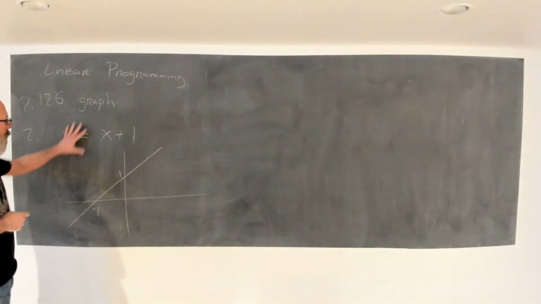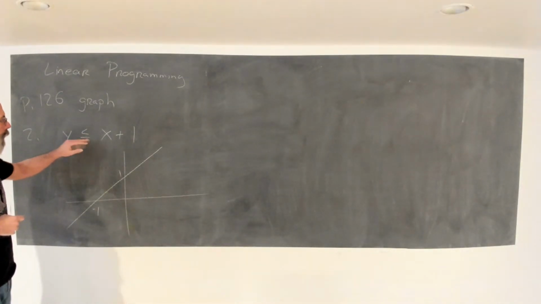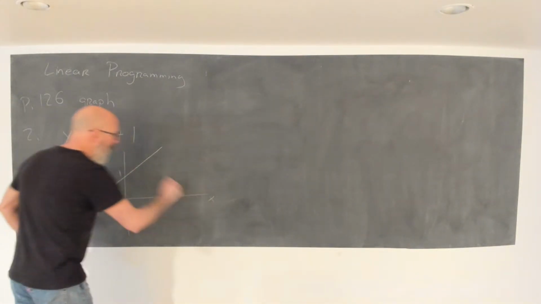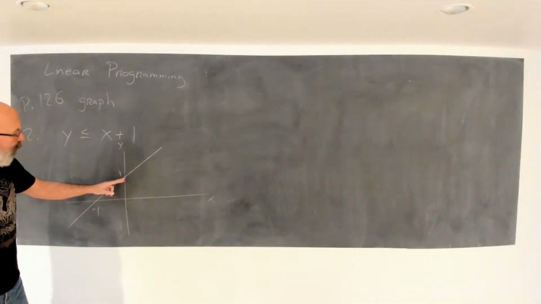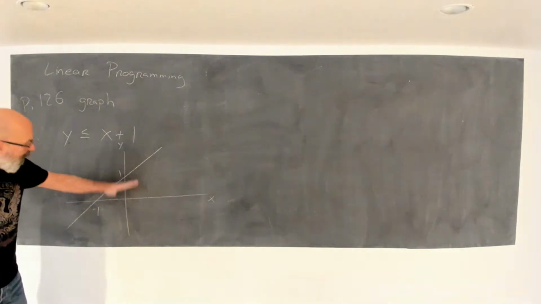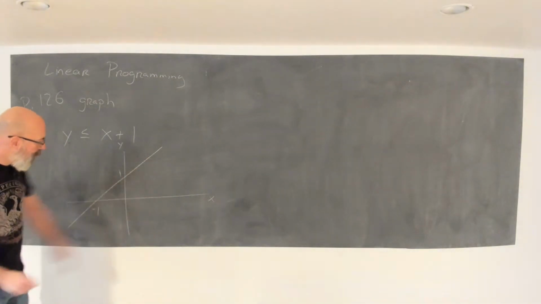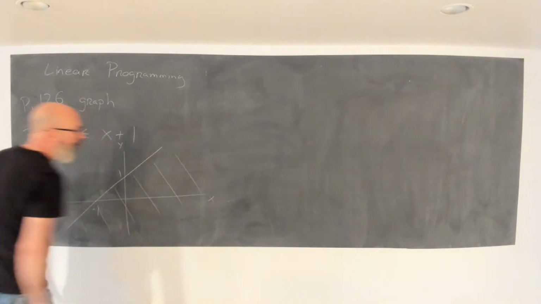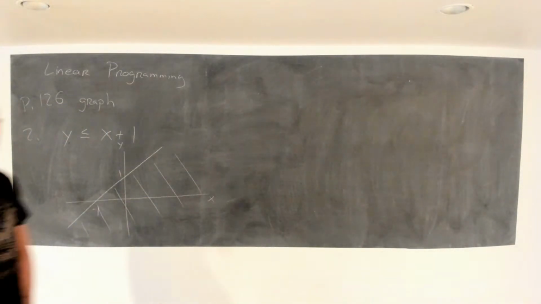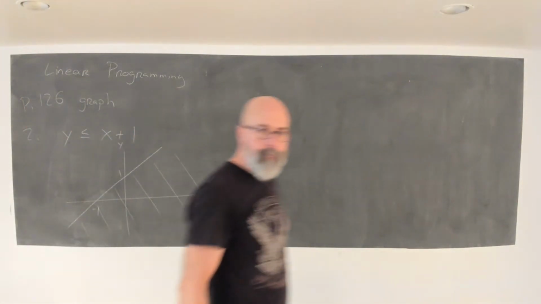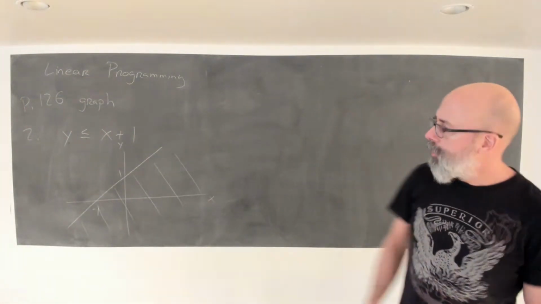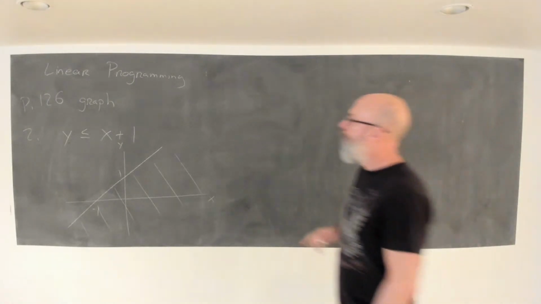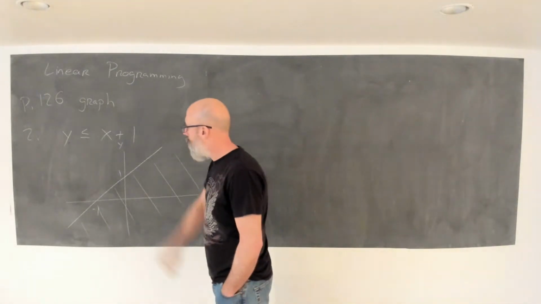Now, you want the y values which are less than that. This is the x and this is the y, so we're looking for the y values that are less than that. Everything under this line. There it is. This is the graph of the region y less than or equal to x plus 1.